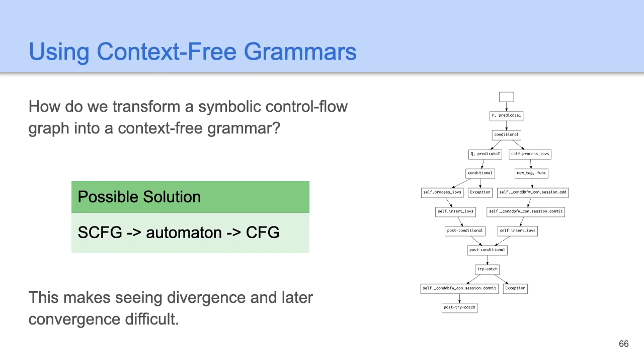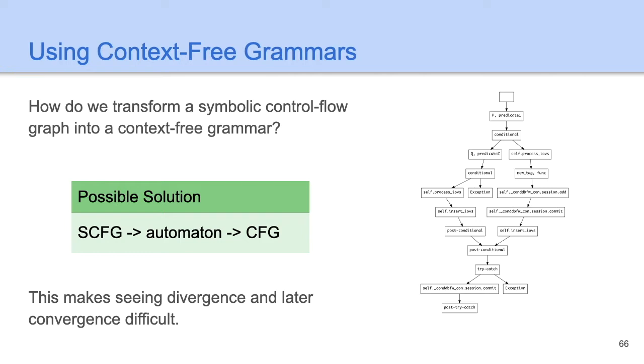Our approach is to use context-free grammars. Now, the first question to ask here is, how do we transform a symbolic control flow graph into a context-free grammar such that any path through the symbolic control flow graph can be represented with respect to that context-free grammar? Now, a possible solution here would be to see that a symbolic control flow graph could be converted into an automaton, and then from here we can use an established algorithm to convert the automaton into a context-free grammar.